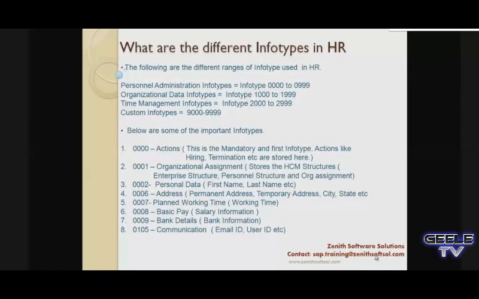And the last info type is 105, which is communication. This info type stores the email ID, user ID, etc. Because this info type is communication, it covers how you are going to communicate in two ways: communication to the employee, and communication to the system.